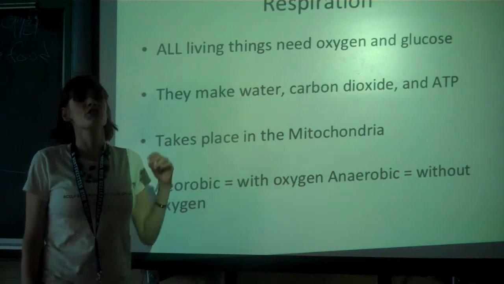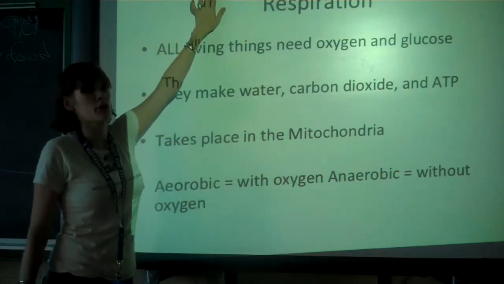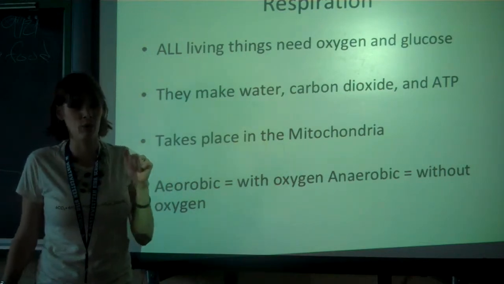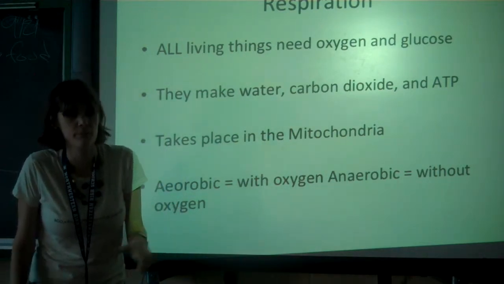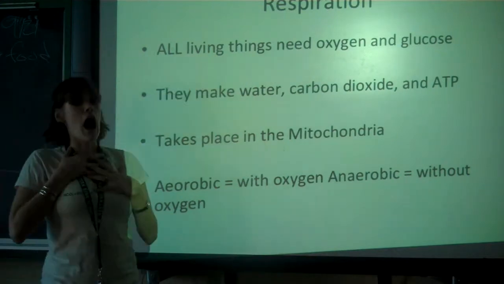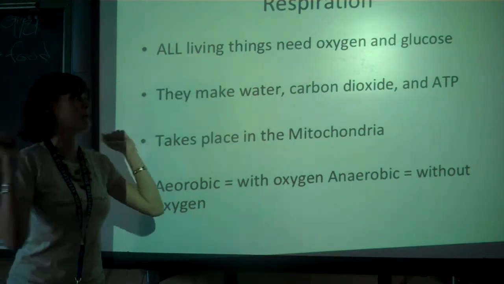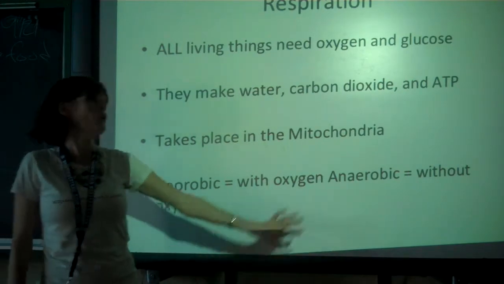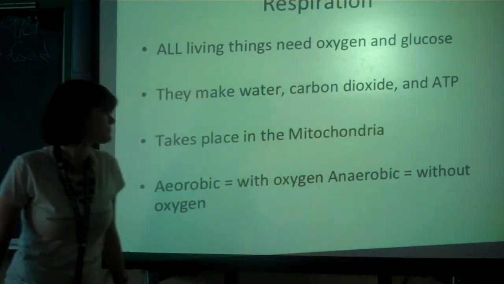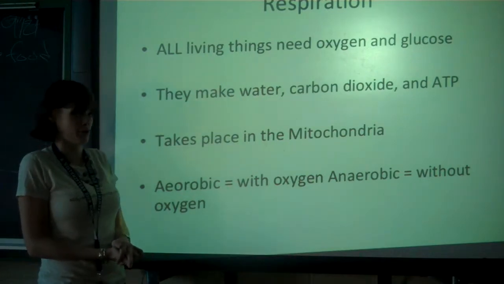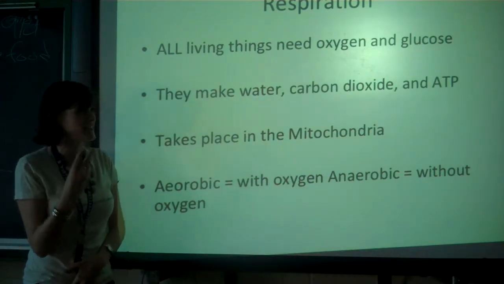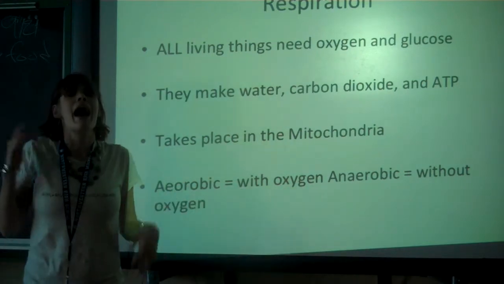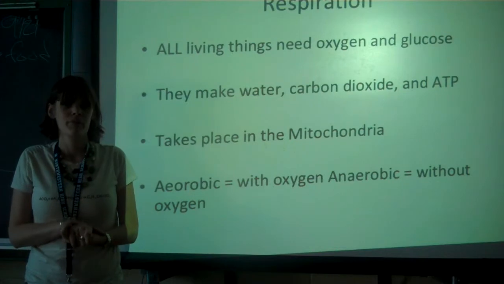Now, there's another process called cellular respiration. Cellular respiration happens in animals and plants. They take in oxygen and glucose. They release water, carbon dioxide, and ATP, which is our energy molecule. This all happens in the mitochondria. There's two kinds of respiration, remember. Aerobic, with oxygen, and anaerobic without. And that's about it.